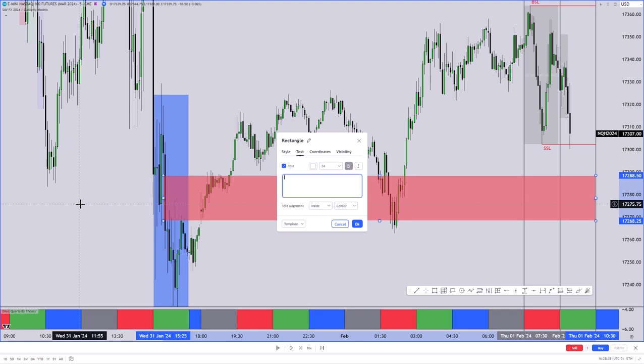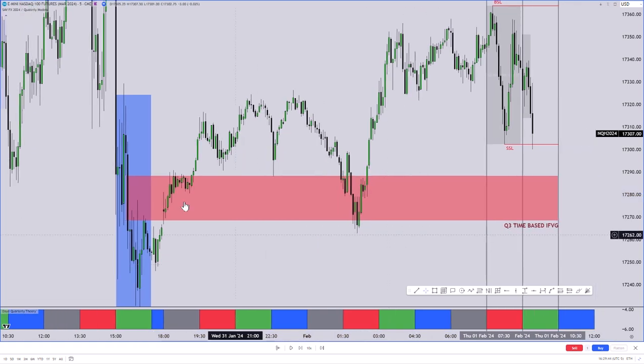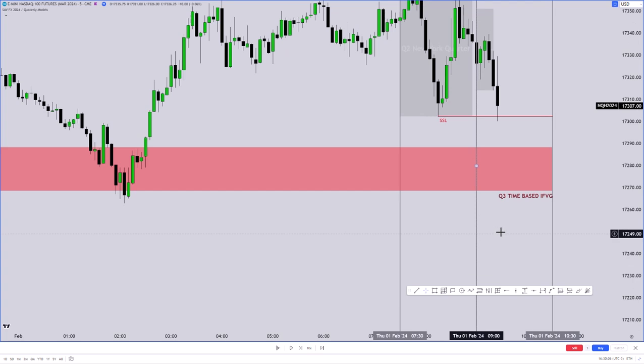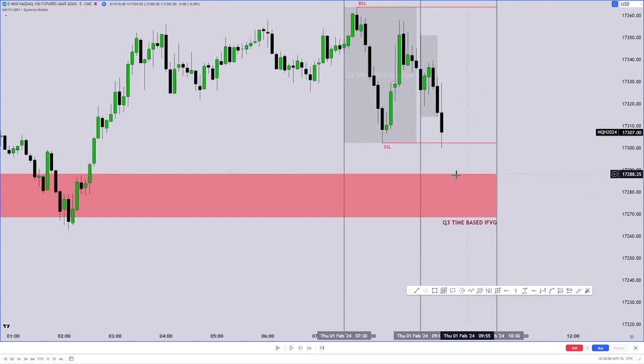So Q3 time-based inversion fair value gap. We can paste this to the right like this. This is the only inefficiency that we're going to be regarding for higher prices. It's the only one. After that, we have this order block, but this is pretty much messy price, so it's not as clear or as defined, so we will not utilize this. So when we have this dealing range already in mind, we know that this is the range we are focusing on for higher prices.